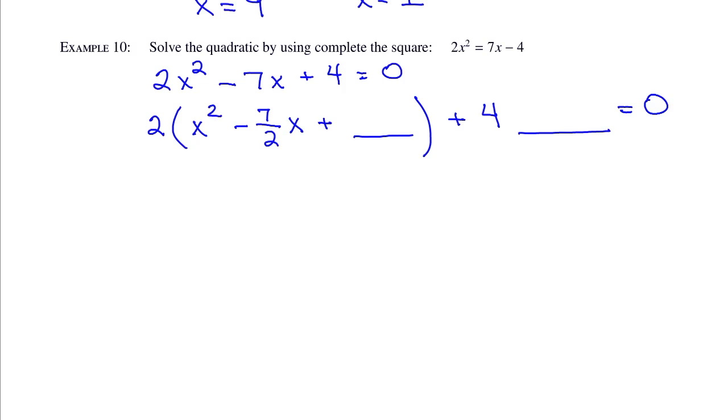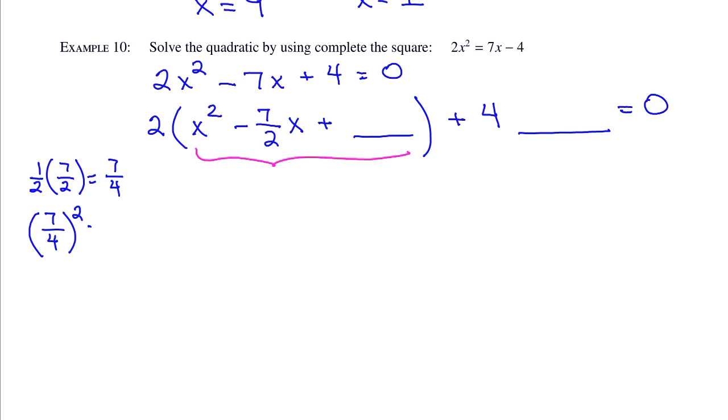Next, we complete the square on this part in the parentheses. And so we'll take 1/2 of 7 halves. So that would be 7/4. Then we take 7/4 and square that, and that would be 49 over 16. So we're going to add and write a 49 over 16 into the first blank.